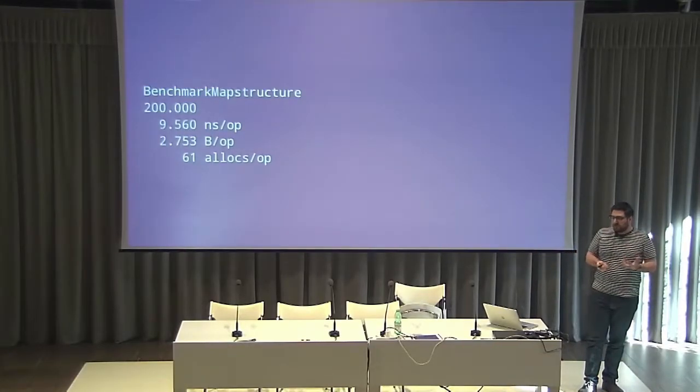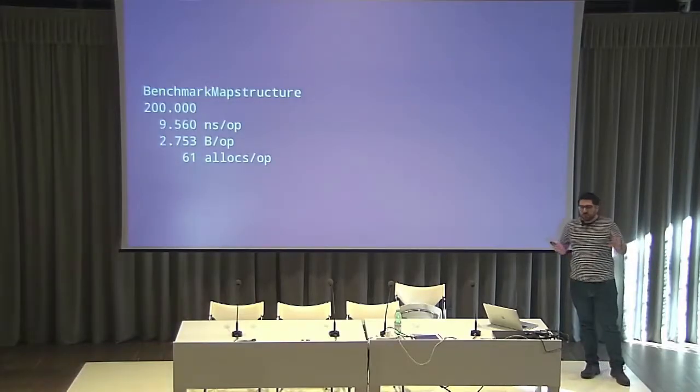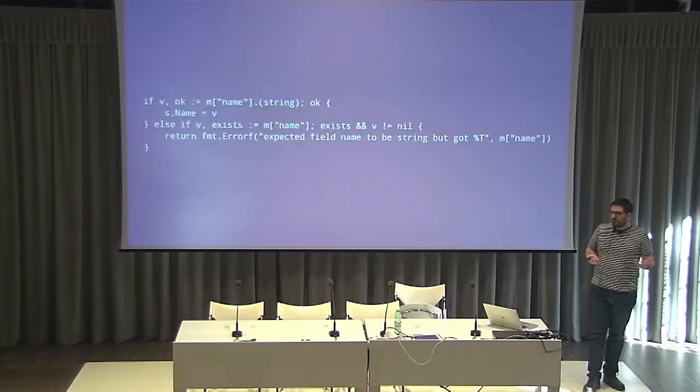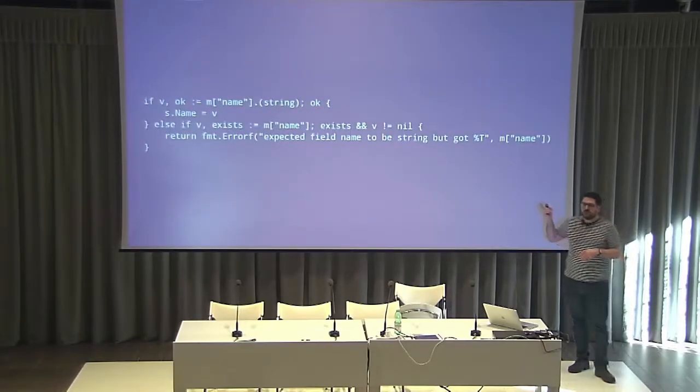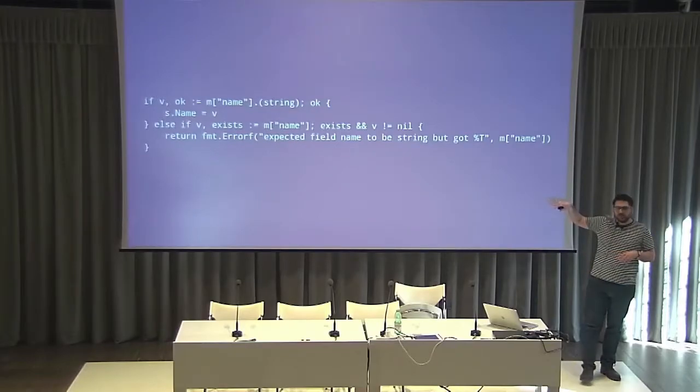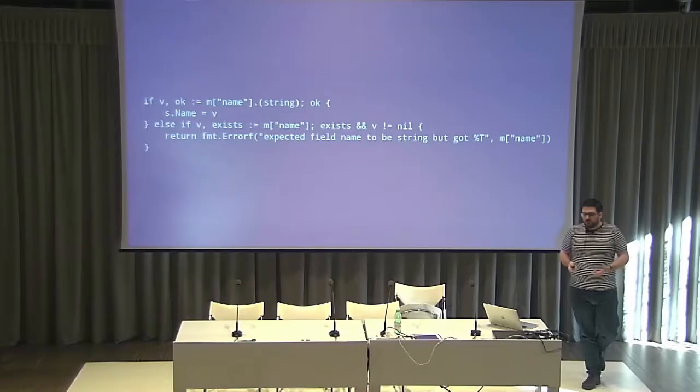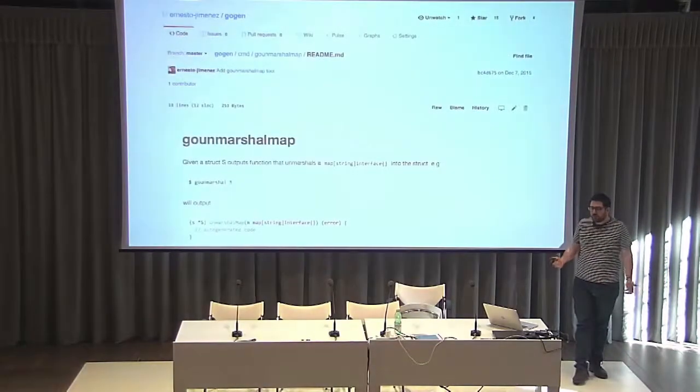When I saw all those allocations and all that pressure on the garbage collector, I wondered if that's because of the reflection and how they're doing that. So what would happen if I manually wrote all this code for all the fields in my struct, would that be better or not? So I benchmarked that, and it seemed like there were fewer allocations.